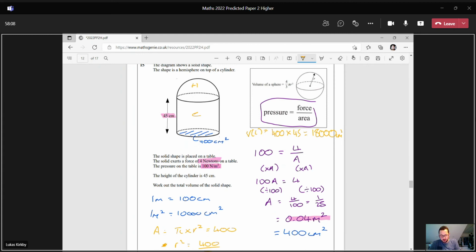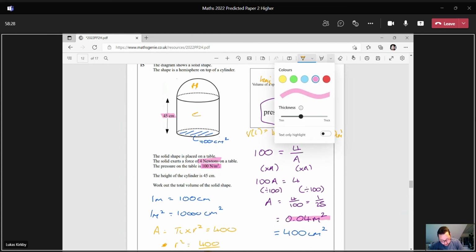And then let's look at the volume for H. Let's just write that properly. Now we know that the volume of a sphere is 4 over 3 pi r cubed, but we want half of the sphere, so instead of 4 over 3, we want 2 over 3. And that's going to give the volume of a hemisphere.